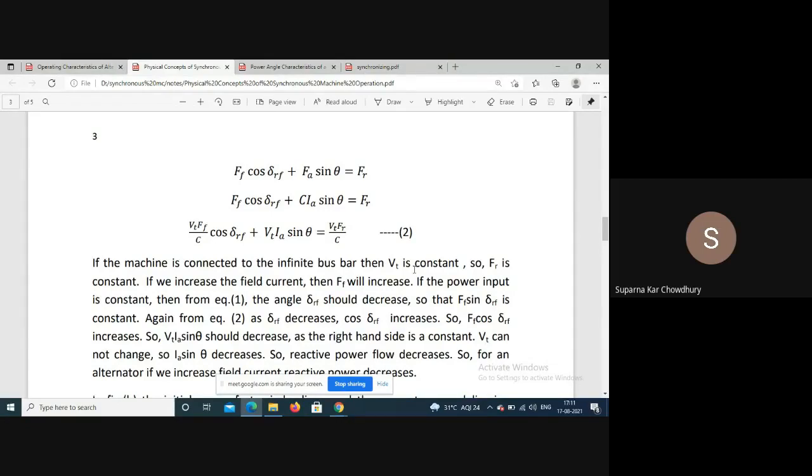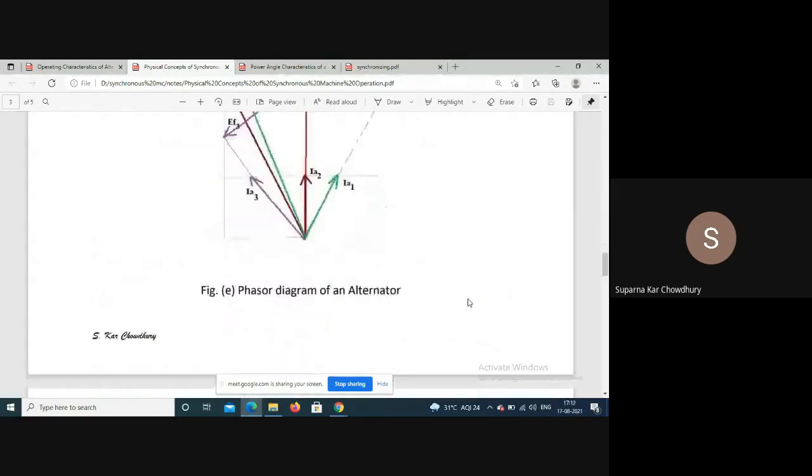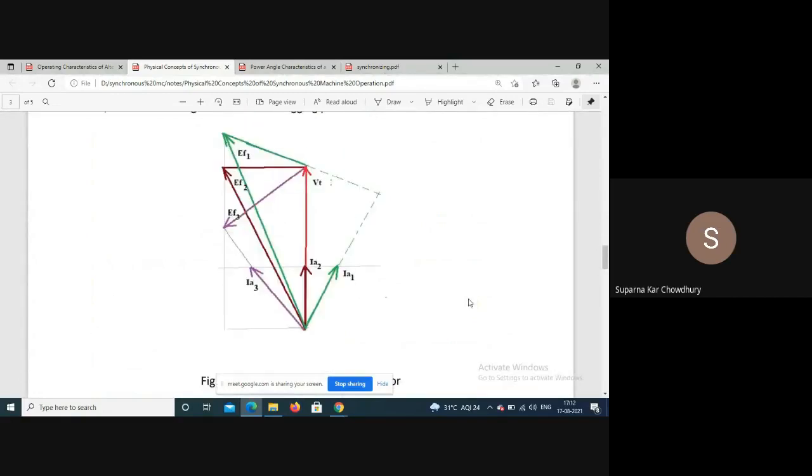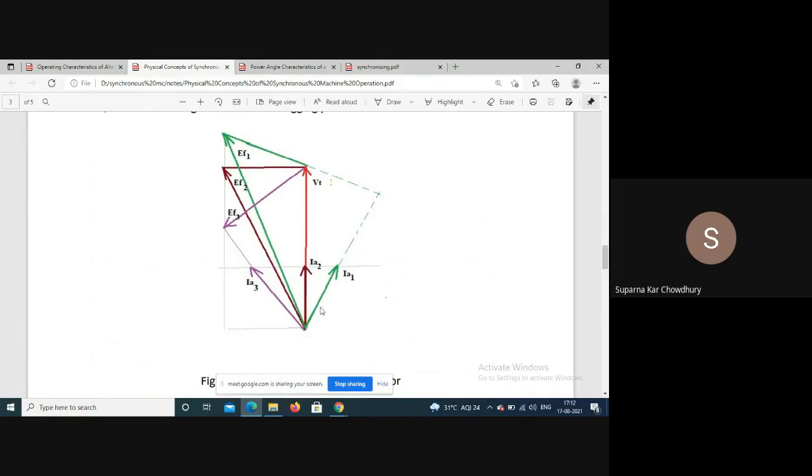But this has an impact on the power factor of the line. So from here, one thing we can get: an alternator connected to the bus bar has a constant terminal voltage. Now say it is delivering current and certain power. If that output power is constant, then Vt Ia cos theta is constant.